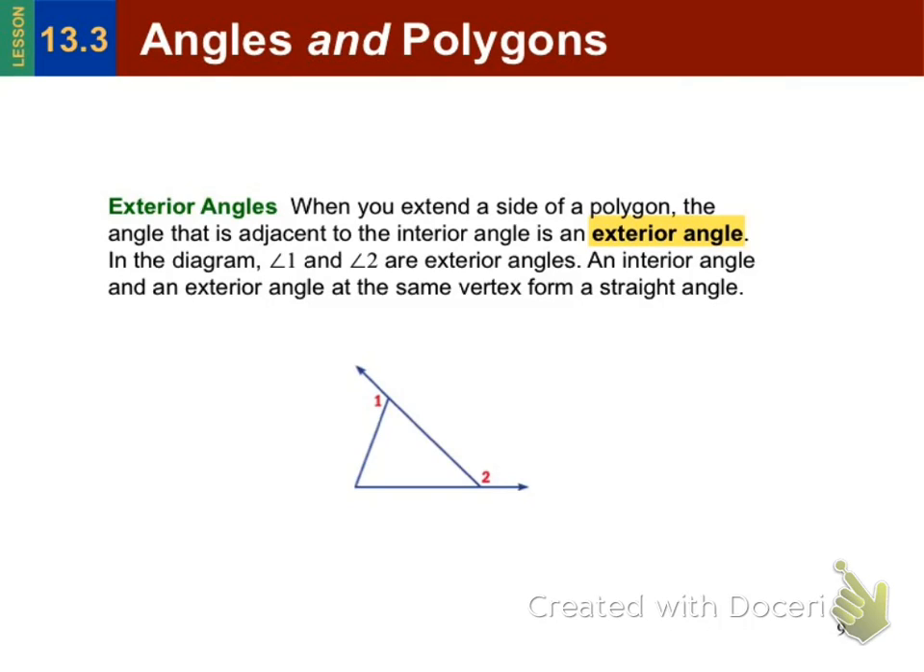So let's take a look at some exterior angles. When you extend the side of a polygon, the angle that is adjacent to the interior angle is called exterior. And in this diagram, angles 1 and 2 are exterior. An interior angle and an exterior angle of the same vertex form a straight line. They form a straight angle, so they are supplementary to each other. So if we had enough information to have the interior angles of this triangle, we could calculate the measures of either angle 1 or possibly even angle 2. And that's what we're going to be doing in the next examples.